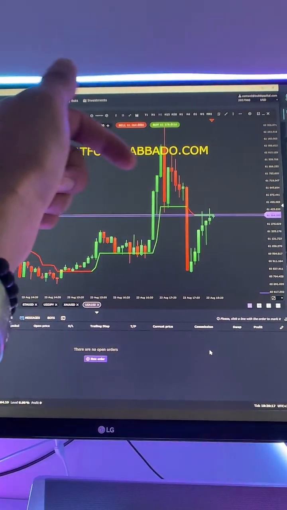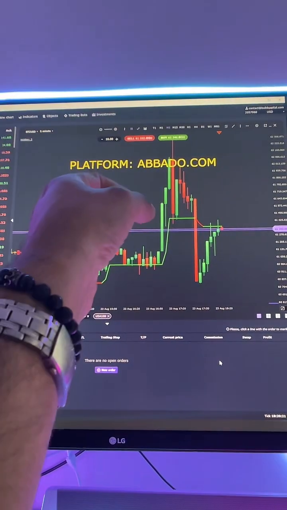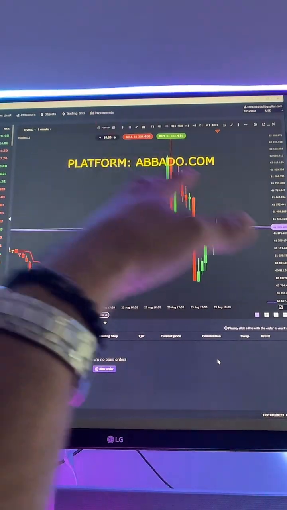Taffman is asking, what's the name of the indicator? The name of the indicator is the Super Trend Indicator. Now, the way that the Super Trend Indicator works is amazing.